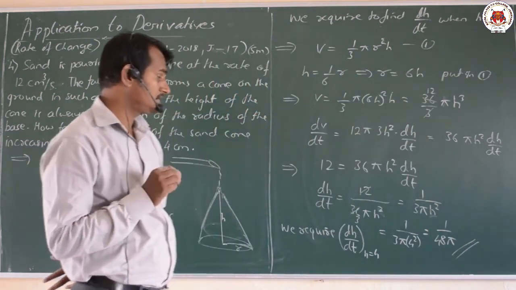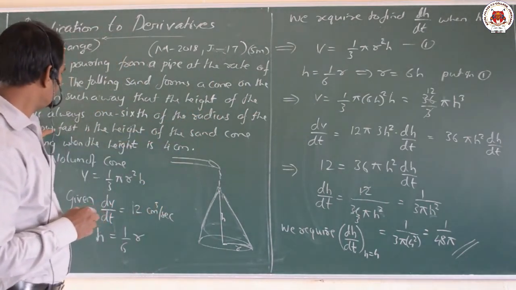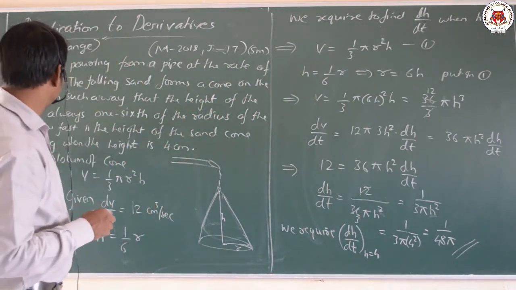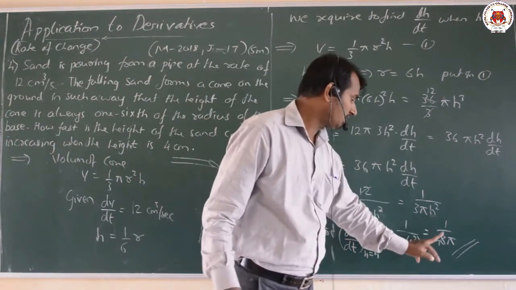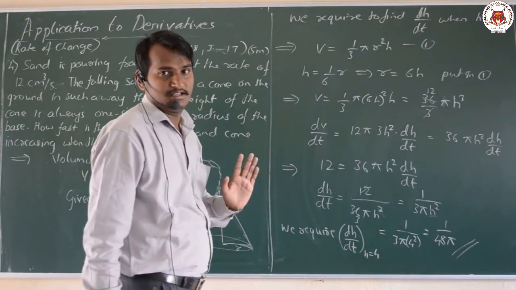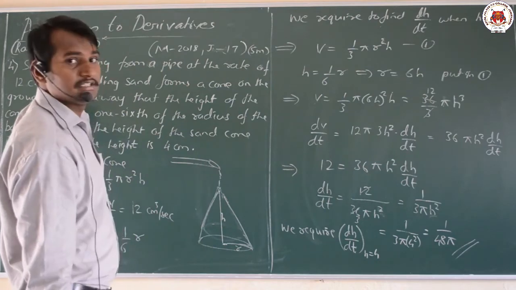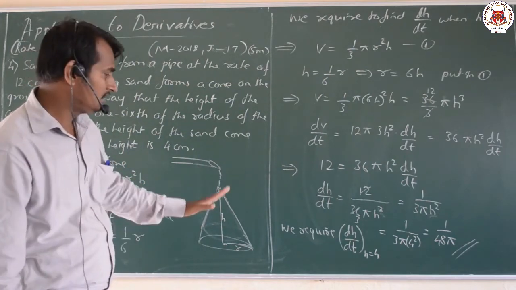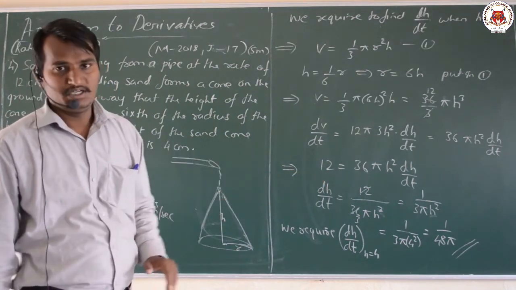Now what is the conclusion? What do we require to write? The height of the sand cone is increasing at the rate of 1 divided by 48 pi centimeter per second. That is the required result. The height of the cone is increasing at 1 divided by 48 pi centimeter per second.